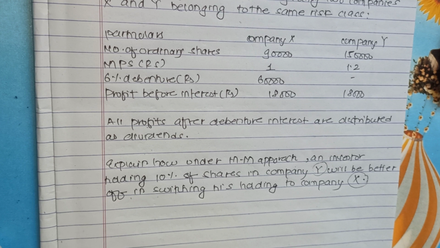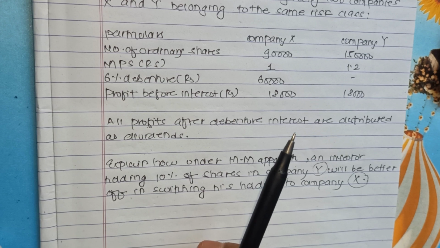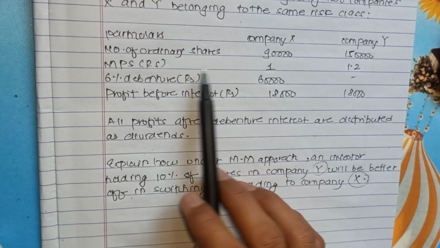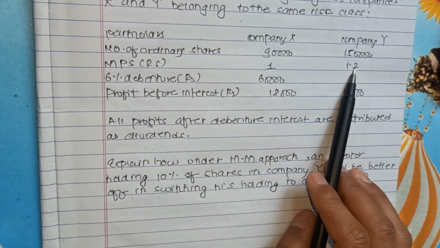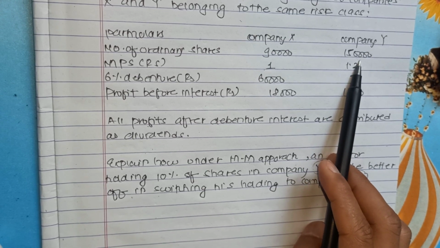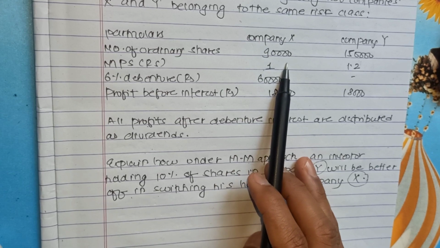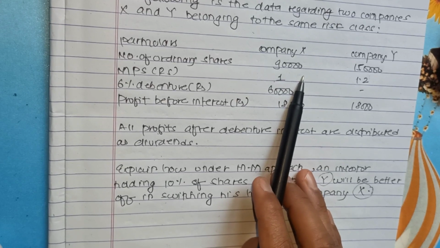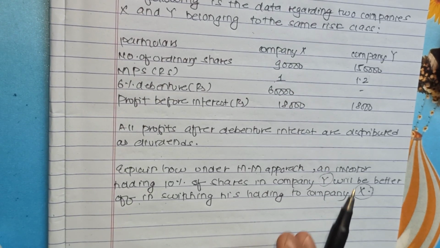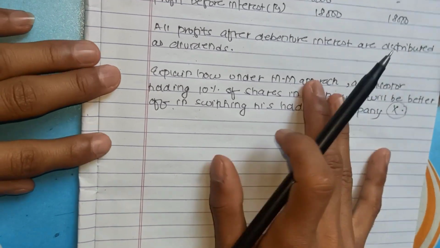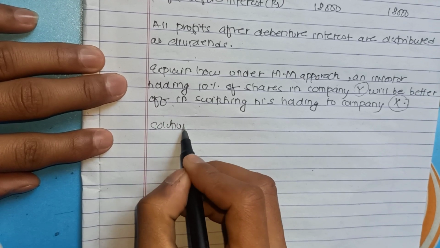If you know what we have discussed already, company X has only rupee 1 of MPS, market price per share, and company Y has rupees 1.2 of market price. So company Y, which has the overvalued or high market price, wants to switch to the company having low market price or undervalued company, which is also known as the arbitrage process, we have already discussed. Now we are going to discuss its solution. Let's start the solution.